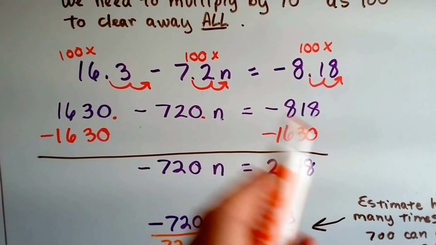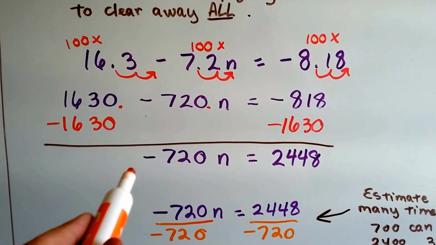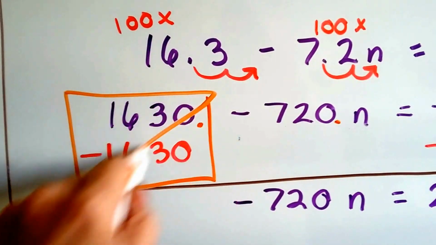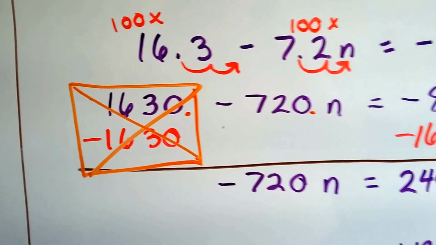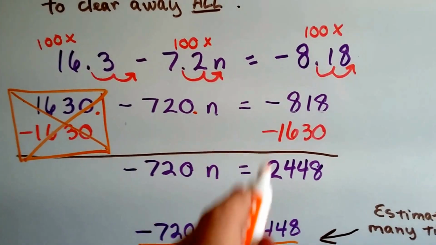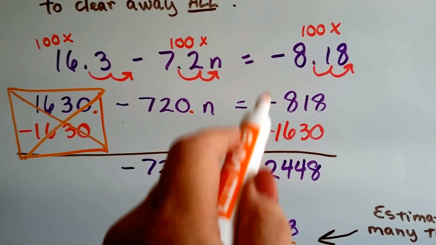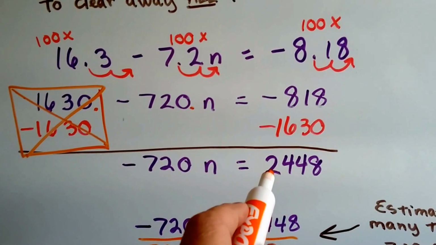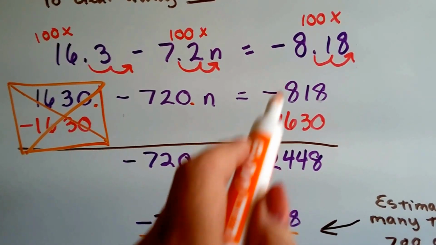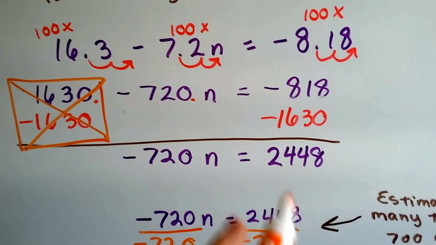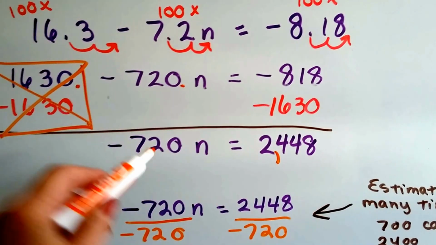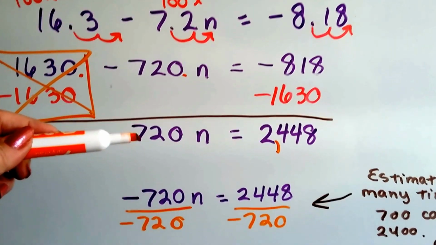Now we need to get the variable to one side, and the first thing we can do is create a zero pair with the multiplication property of equality by subtracting 1,630 from this side and from this side. Remember, when you're subtracting integers or rational numbers, you add the opposite. So instead of subtracting a negative 16, we're going to add a 1630, okay? And that's going to give us 2,448. And on this side, we just drop down our negative 720n.